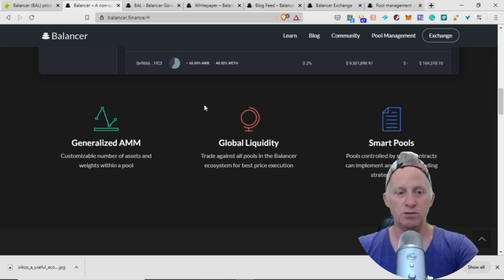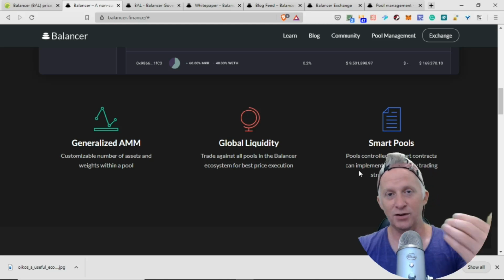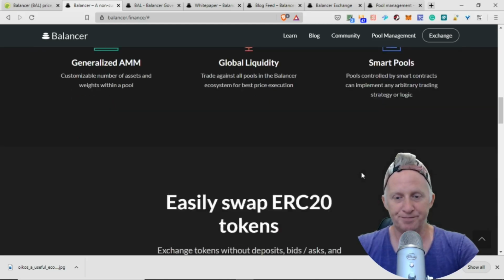So as you can see, it is a generalized AMM with a customizable number of assets and weights within a pool. The weights are customizable, so you can balance, I think they support 8 assets right from the bat. Global liquidity: trade against all pools in the Balancer ecosystem for best price execution. Smart pools controlled by smart contracts can implement any arbitrary trading strategy or logic. Your imagination is the limit of what you can do with this smart pool.